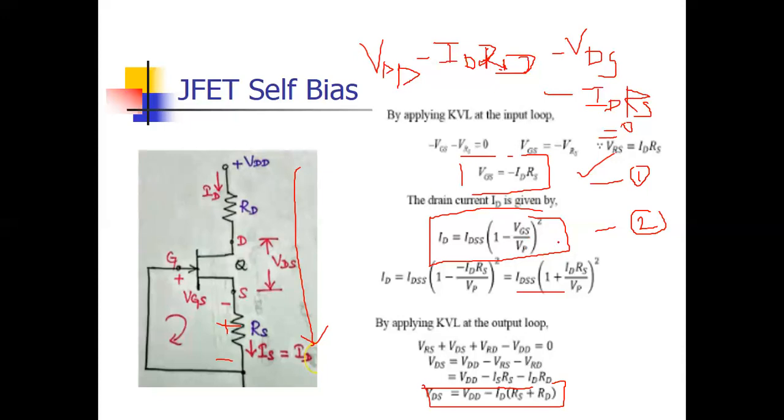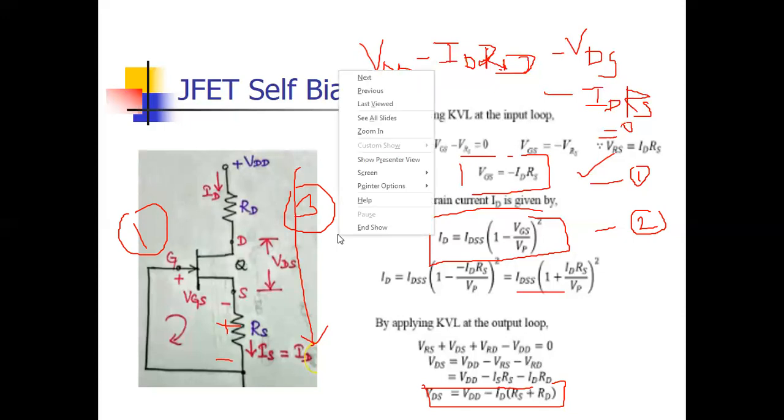Put the value of VGS here, then you will find one equation. Solve that equation, you will find the ID. And step 3 is apply KVL in the right side. Okay, understood? Step 1, apply KVL in the input side. Step 2, use the formula of ID. And step 3, apply KVL in the right side. So in this way, you will find the value of ID and VD.